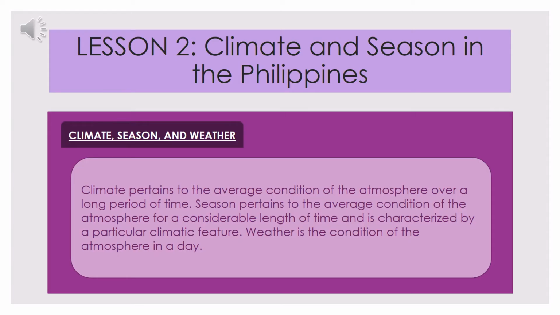Our lesson for today is about the climate and season in the Philippines. Climate, season, and weather. Climate pertains to the average condition of the atmosphere over a long period of time. Season pertains to the average condition of the atmosphere for a considerable length of time and is characterized by a particular climatic feature. Weather is the condition of the atmosphere in a day.